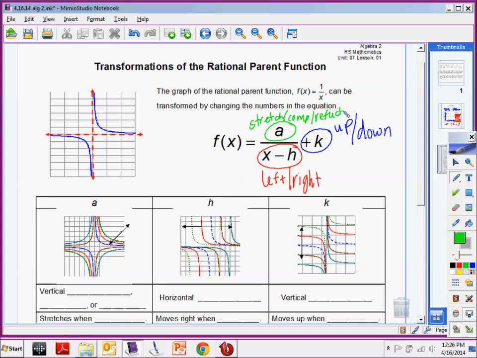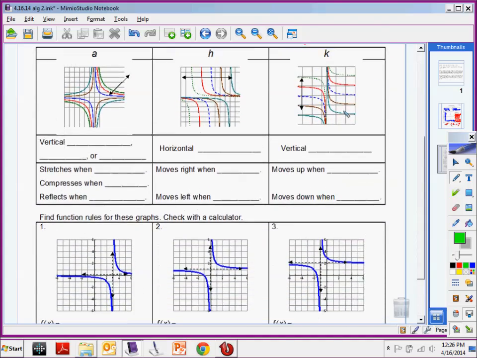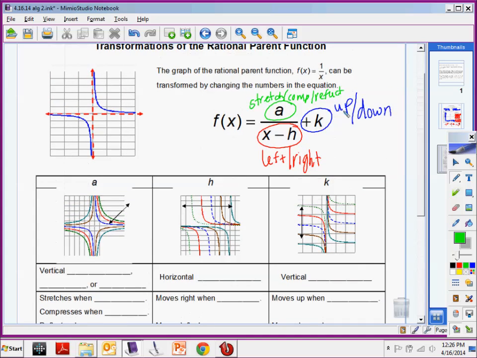I was like, flip, what's talking about? Flip pizzas? There's a pizza called the split. We wrote stretch, compress, reflect. Up, down, left, right.